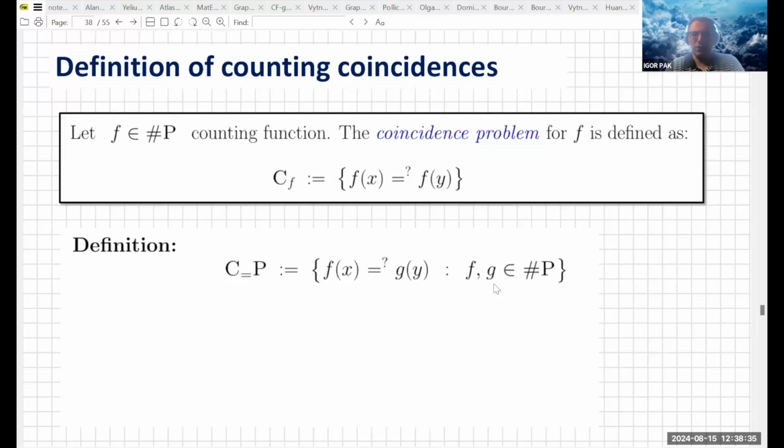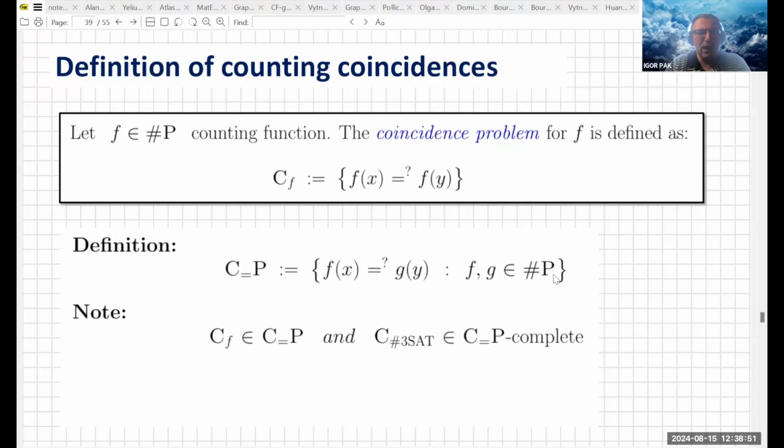So f and g are two functions in #P. So in principle, this is more general. So this could be the number of Hamiltonian cycles. Another one can be the number of spanning trees. And we're asking if f of x equals g of y.